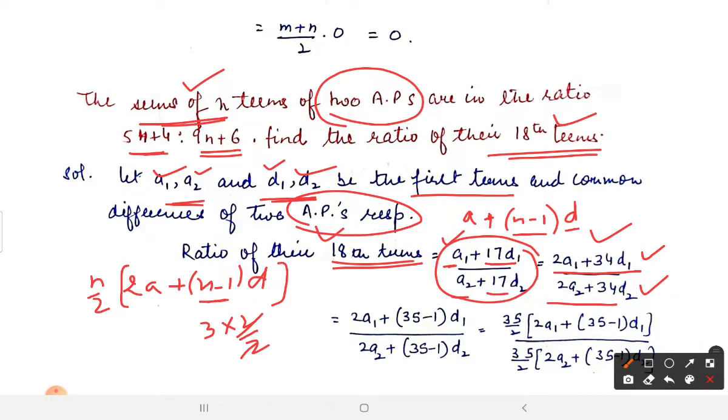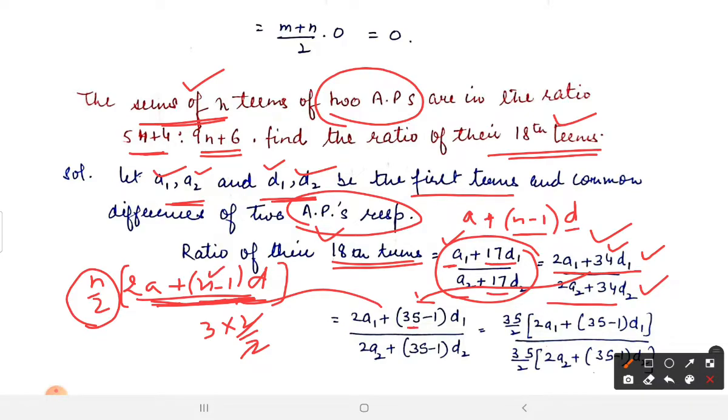Now here it is n minus 1. How to write 34 in terms of n minus 1? So 34 can be written as 35 minus 1. So here instead of 34 we have written 35 minus 1 into d1, and here it is 35 minus 1 into d2. Now this is the same format as written in the formula, but what is missing here? N by 2. So what is n here? According to this, n is 35.